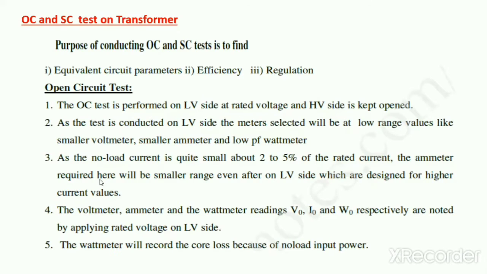the ammeter required here will be of smaller range, even though the LV side is designed for higher current values. No load current means we obtain only 2 to 5% of the rated current. The voltmeter, ammeter, and wattmeter readings, that is V0, I0, W0, are noted by applying the rated voltage on the LV side.